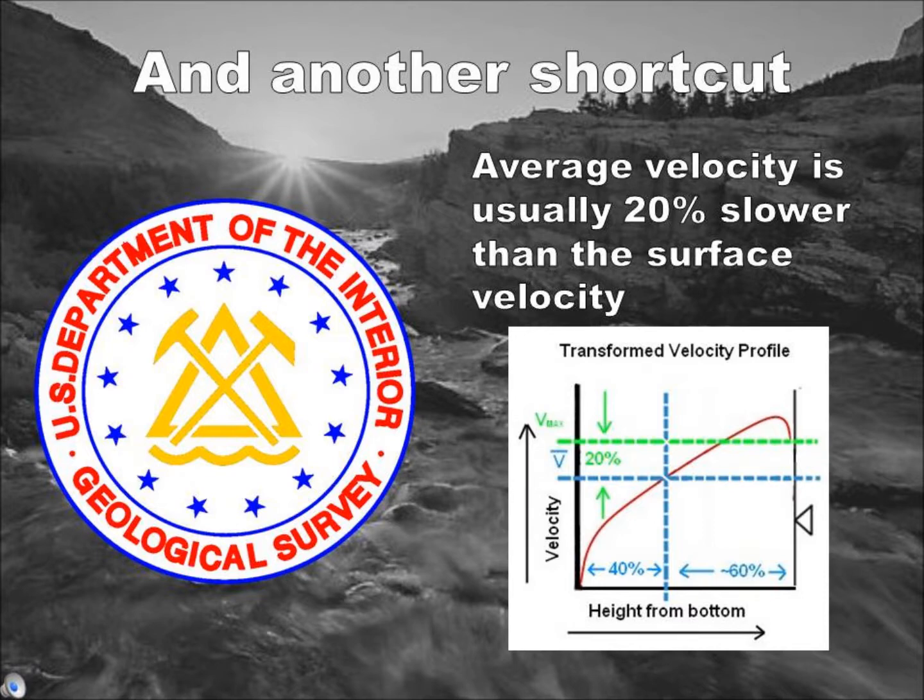Furthermore, USGS research has shown that average velocity is usually between 80 to 85% of the surface velocity of the stream. This makes it significantly easier to measure, as it means we no longer need to worry about suspending our measurement devices at depth.